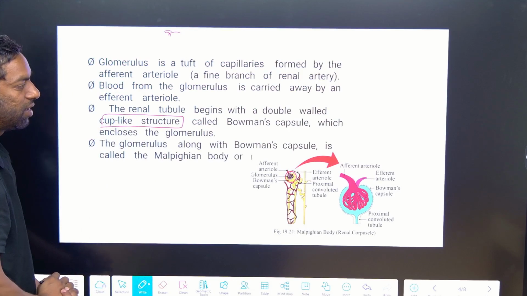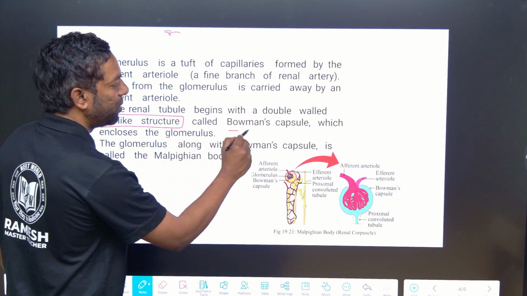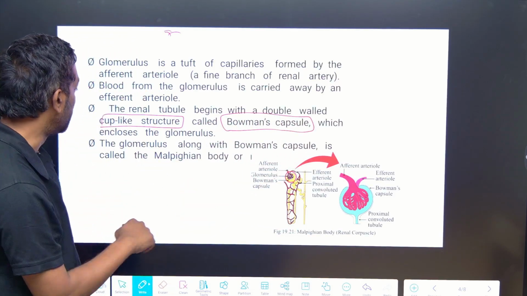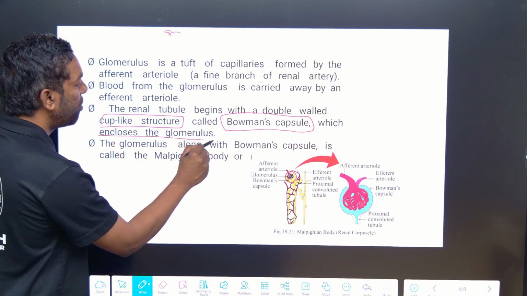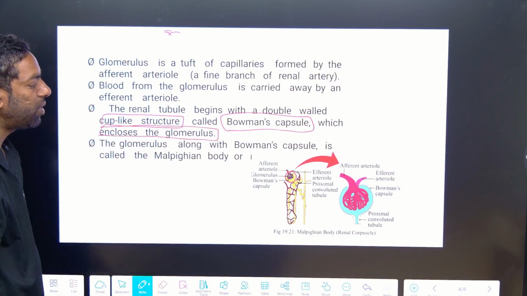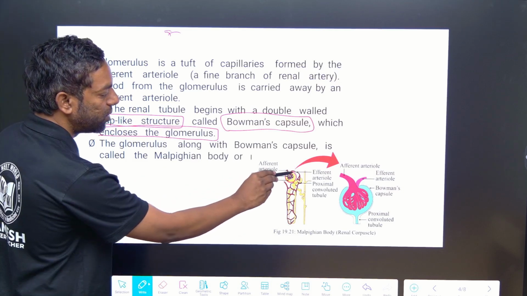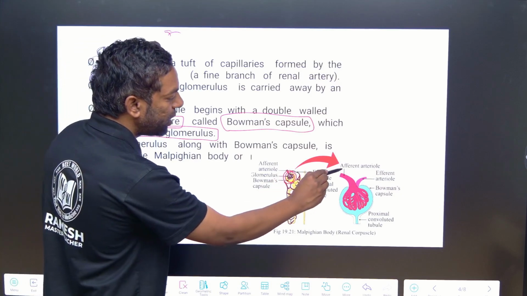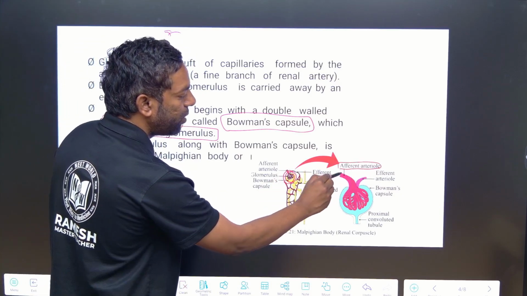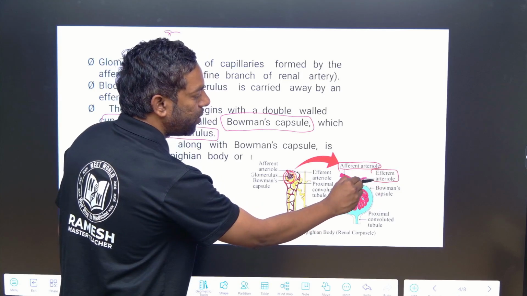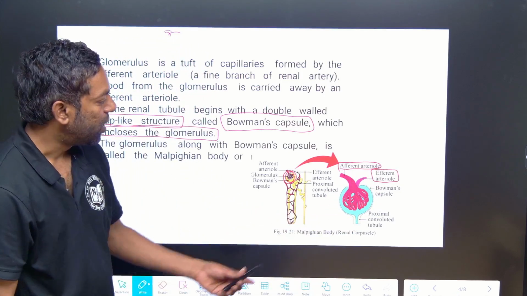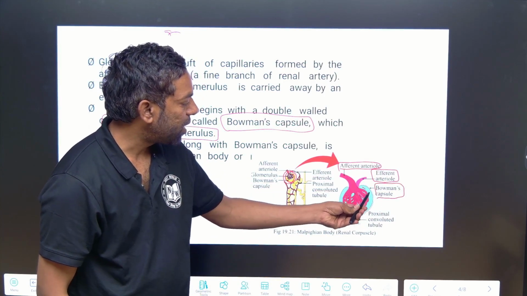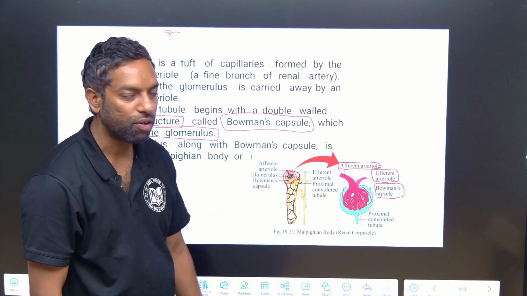That cup-like structure is Bowman's capsule. The capsule is enclosed with the glomerulus. This is the efferent arteriole, and this is Bowman's capsule, a cup-like structure covering the glomerulus.